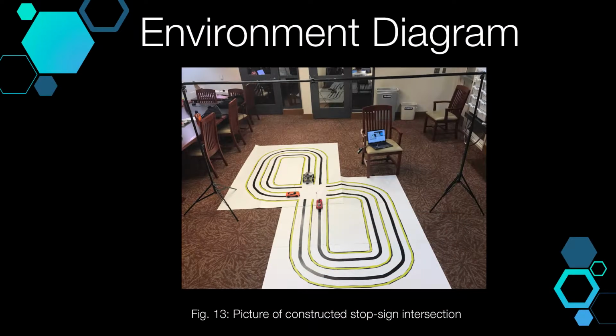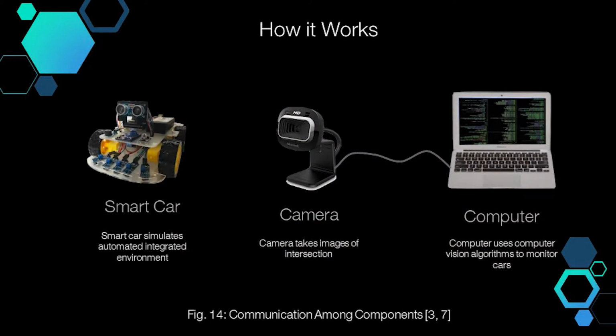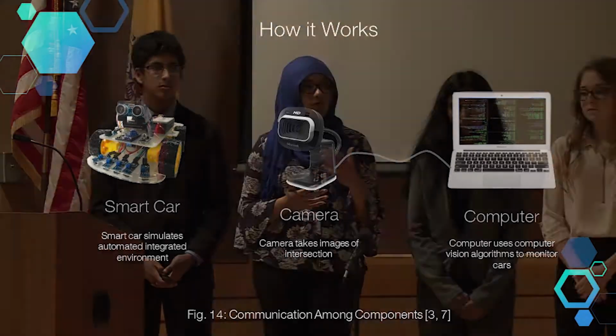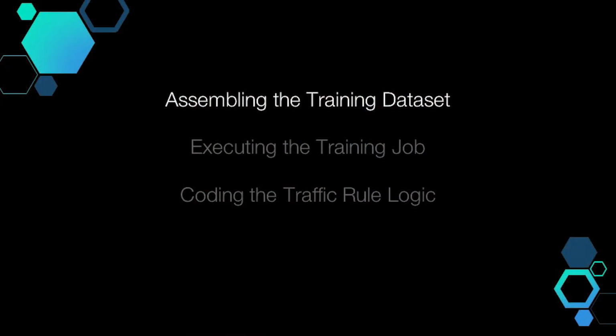And here is a picture. This is a picture of our actual environment that we constructed back in our hall. So as the RC cars and the smart car drive along the 4-way intersection, the camera takes images. And this camera is connected directly to the computer, which is running computer vision algorithms to detect the arrival of the cars.